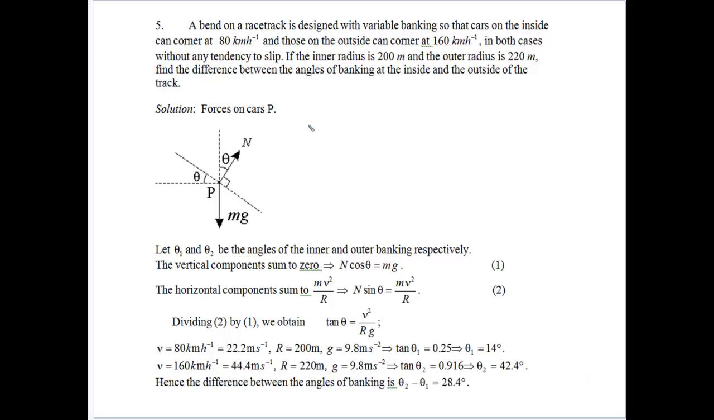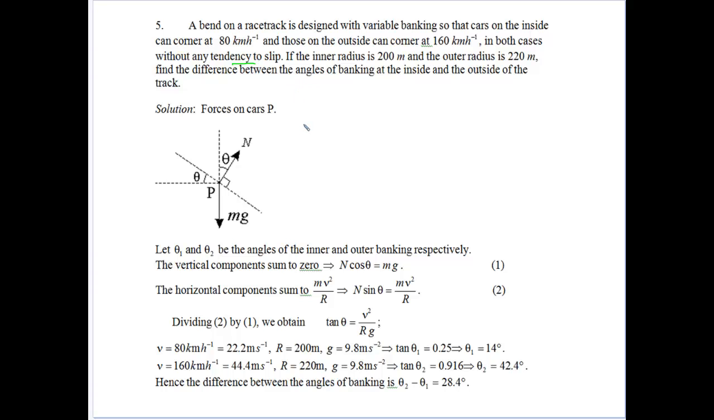Okay, so this time we've got a racetrack, and it's designed with two different bankings. On the inside, the car can corner at 80 kilometers an hour, and those on the outside can corner at 160 kilometers an hour. In both cases, they have no tendency to slip. We like seeing that. If the inner radius is 200 and the outer radius is 220, what's the difference between the angles?